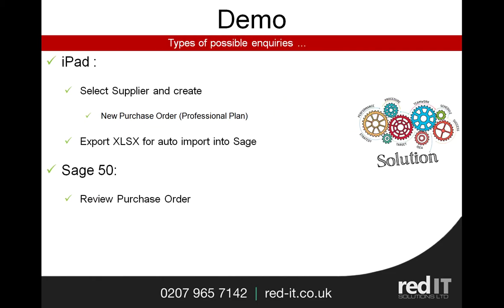So in this demo, I'm going to go into the iPad app, pick a supplier, and create a purchase order, which is available on the professional plan, which also allows you to do sales orders and product invoices and things like that. Then that generates an Excel spreadsheet, which is emailed to the accounts PC, where it's automatically imported. And then we'll dive into Sage and have a look at that purchase order.